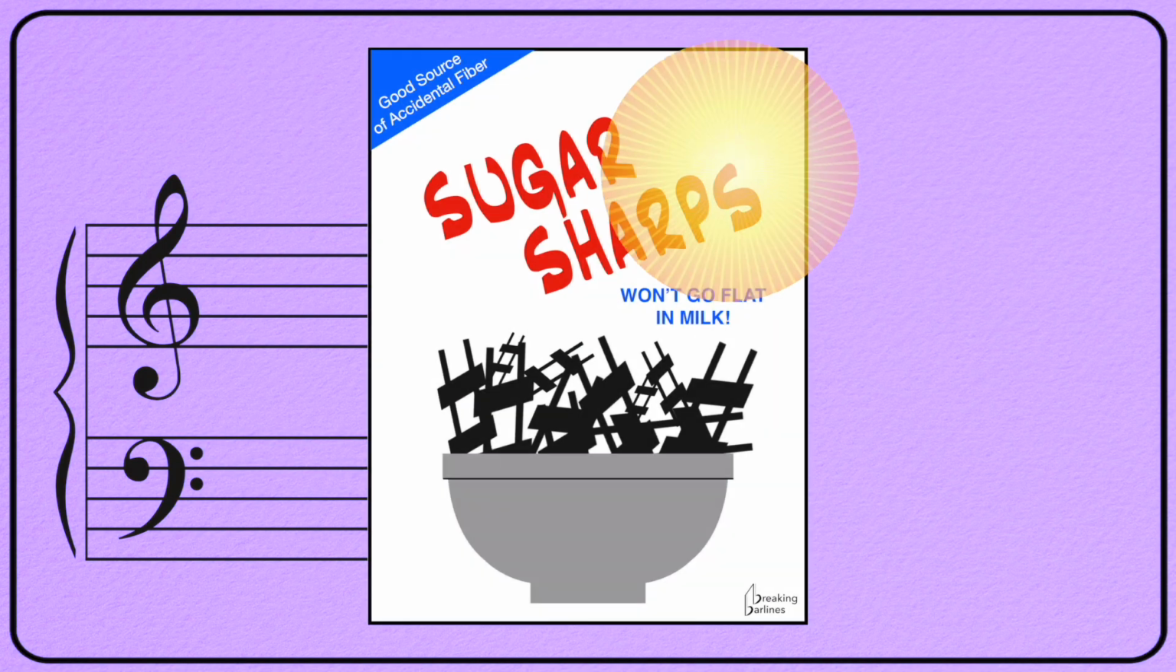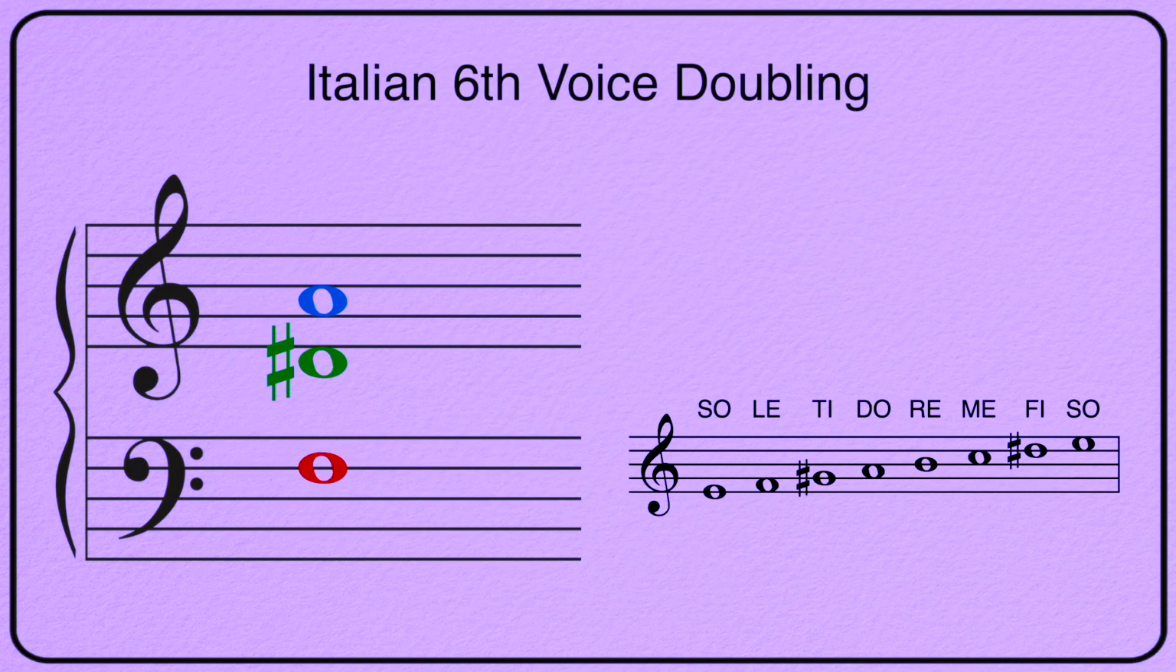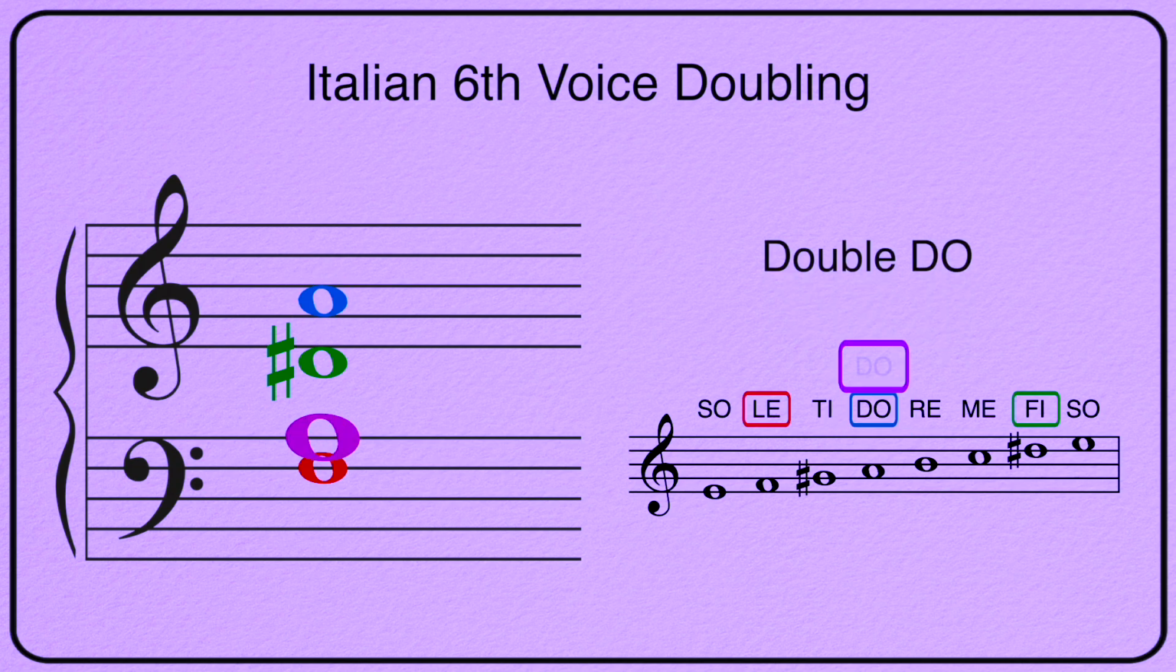Sugar sharps! Let's try another one. How about A minor? We've got le, F, do, that's A, and fi, D sharp. In 3 voices, that's enough, but for 4, we need to double do, the 3rd above the bass, the A. We'll give that to a new tenor voice.